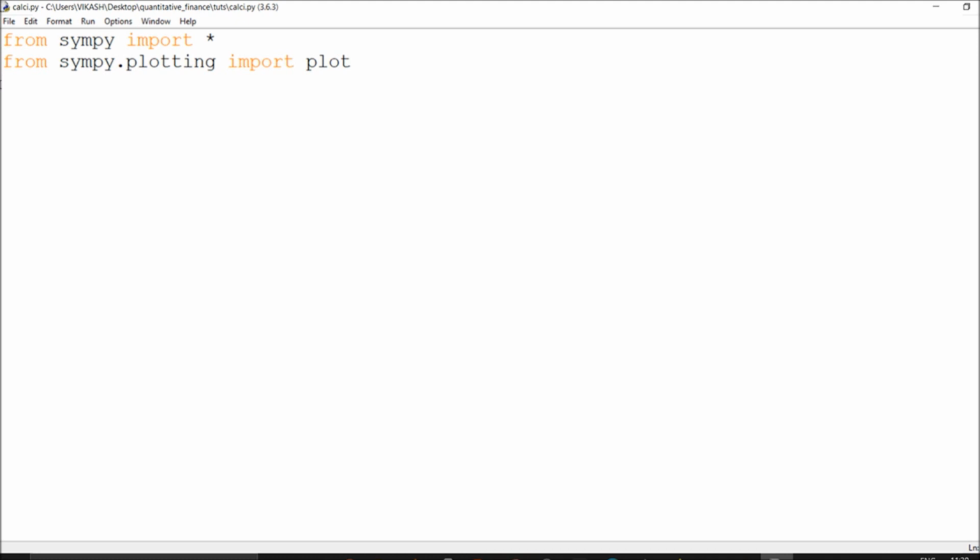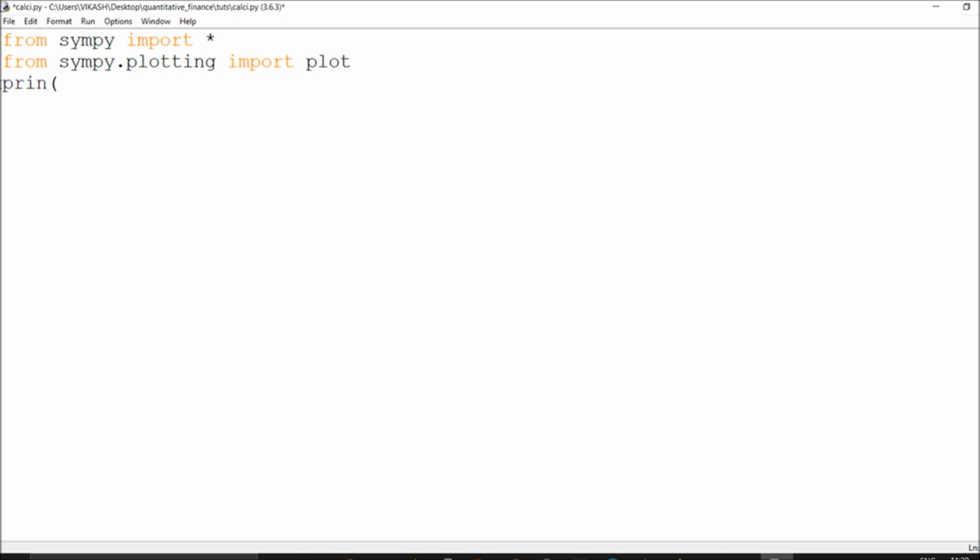Okay, so we first try to read these things and show you some of the functions and symbols we will try to take. First of all, we will go with the exponential.